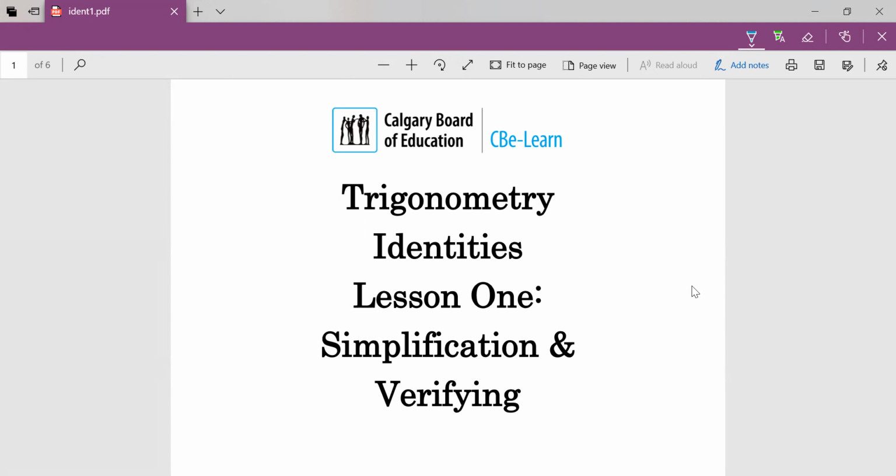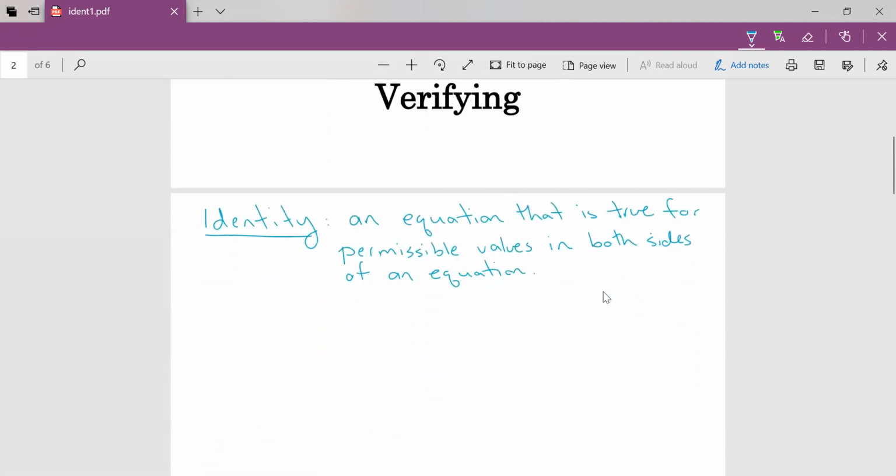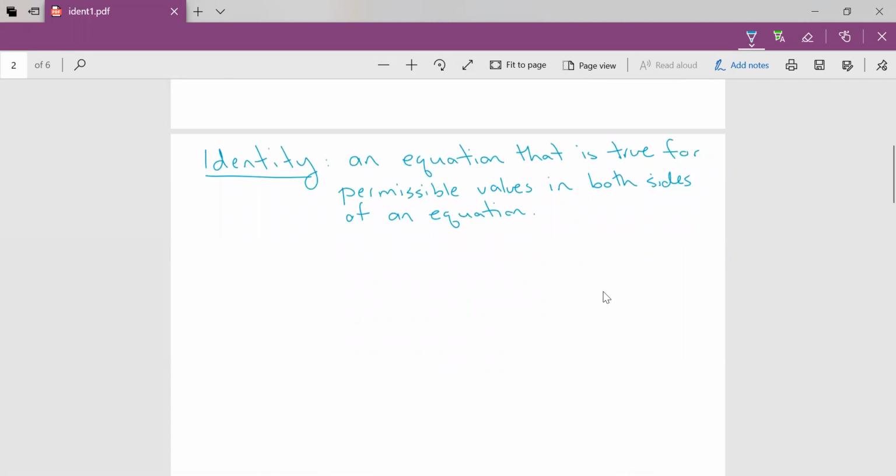This unit's all about identities. What the heck is an identity? Well, an identity is essentially an equation that is true for all permissible values on both sides of the equation. So what does that mean exactly?